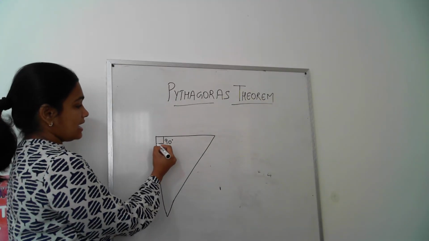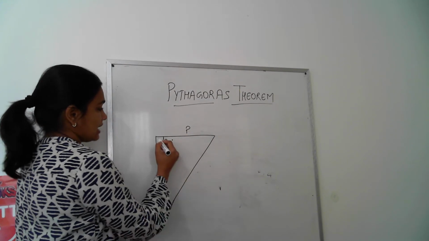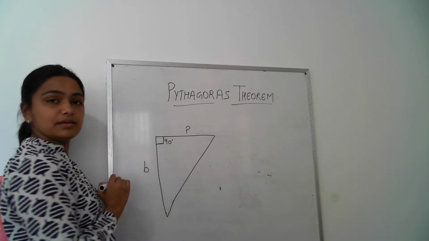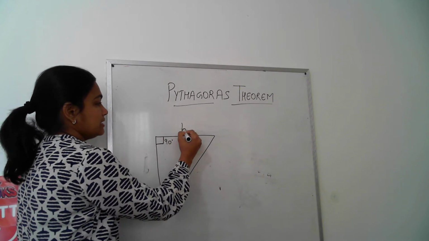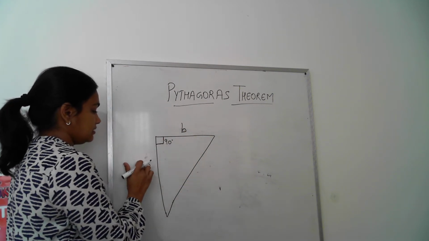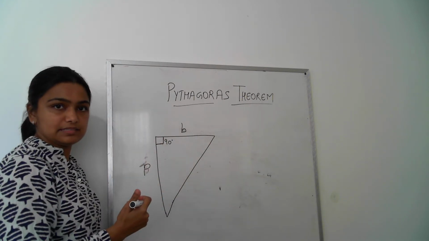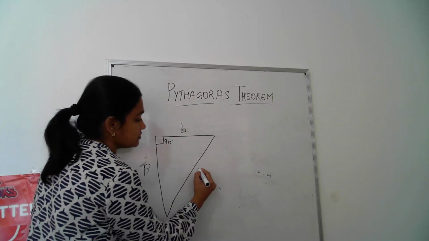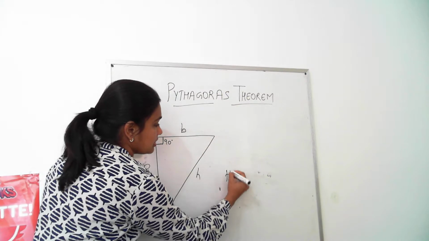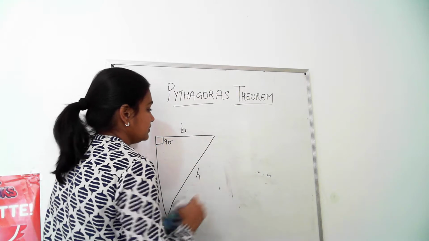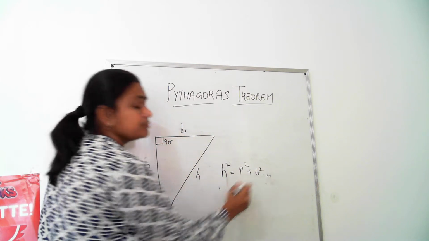If this angle is the right angle, then this can be the perpendicular and this can be the base, or this can be the base and this can be the perpendicular. It doesn't make a difference if you interchange the perpendicular and base, but you can never interchange either of them with the hypotenuse. Now the same thing: h square equals p square plus b square.